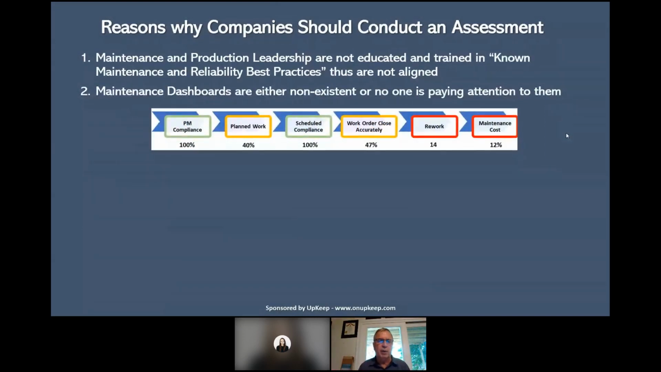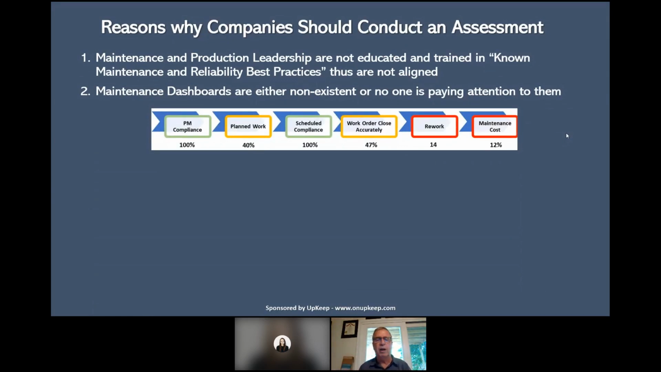You look at this one: PM compliance is showing 100%, planned work 40%, schedule compliance 100%. Work order closeout accuracy. What is that? That's a random pulling of work orders after they've been closed out by the planner. Typically, it's going to be 10 or 15 or something, just to make sure they're accurate or not. It just gives you a baseline. I mean, it gives you an understanding of where you're at.